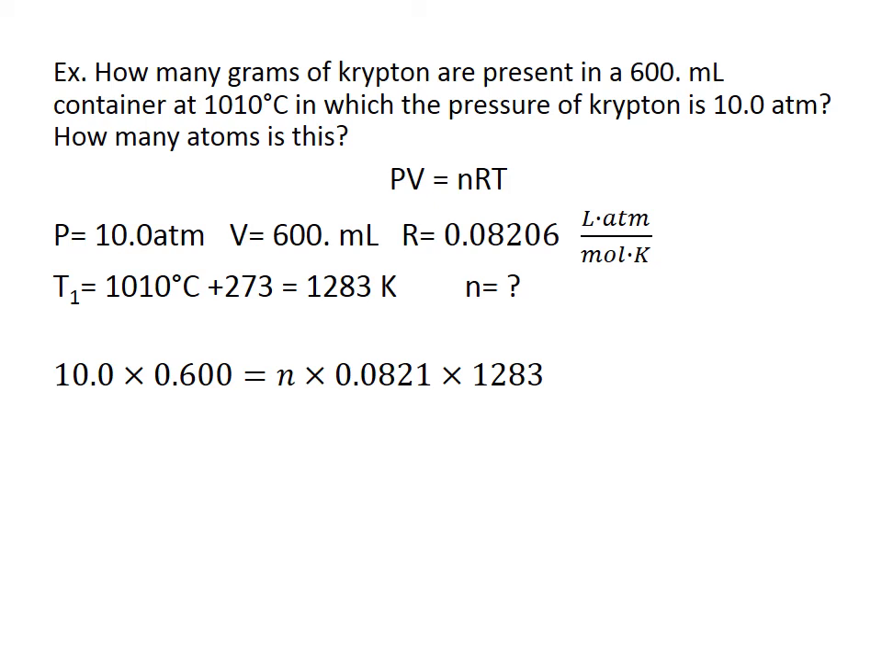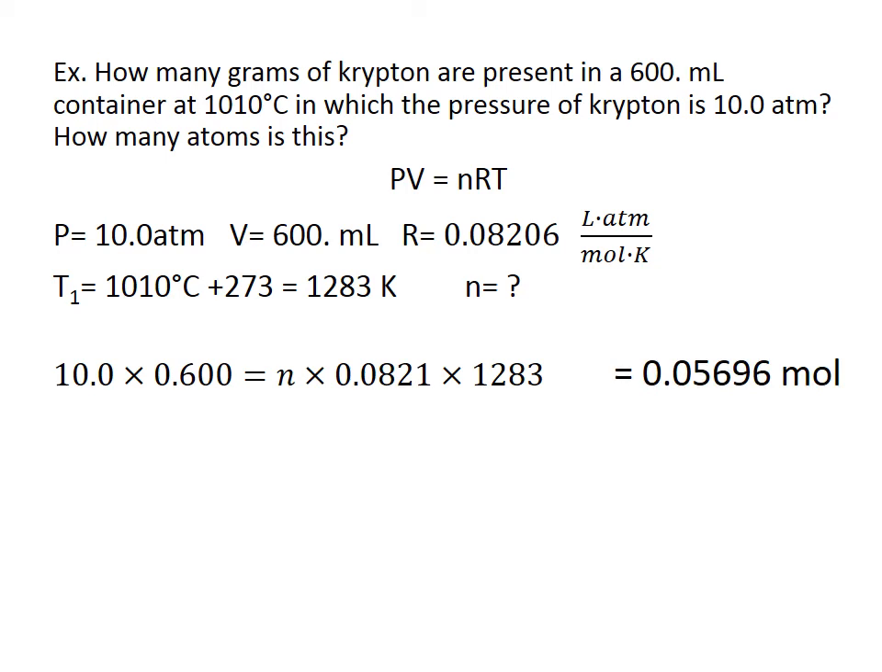So to find our number of moles, we take our PV. Now notice we've converted our volume to liters. So we had 600 milliliters, now we've converted it to liters, so we divide it by 1,000. N times our RT. So we're going to take PV divided by RT to get our number of moles, and it gives us 0.05696 moles.